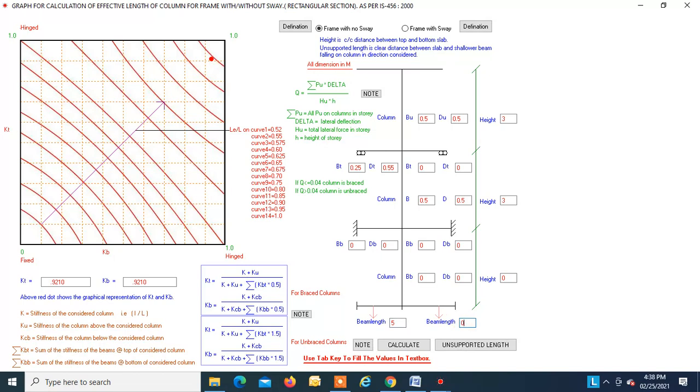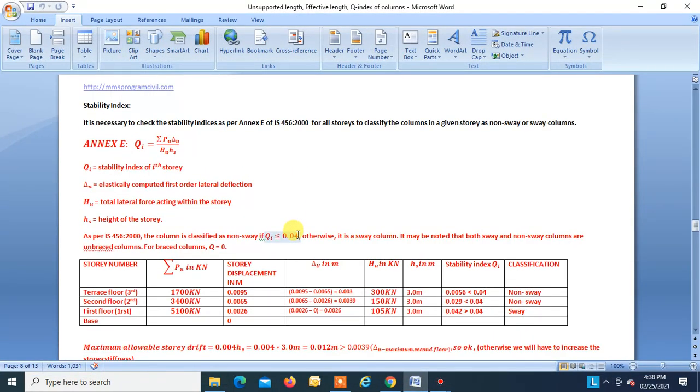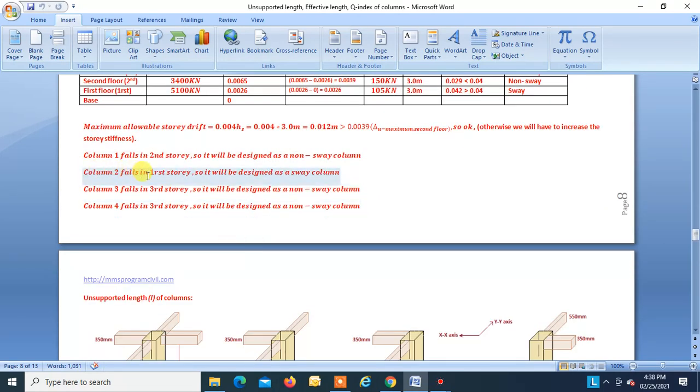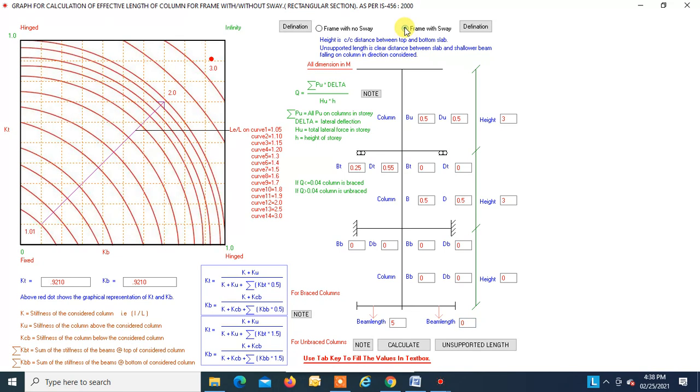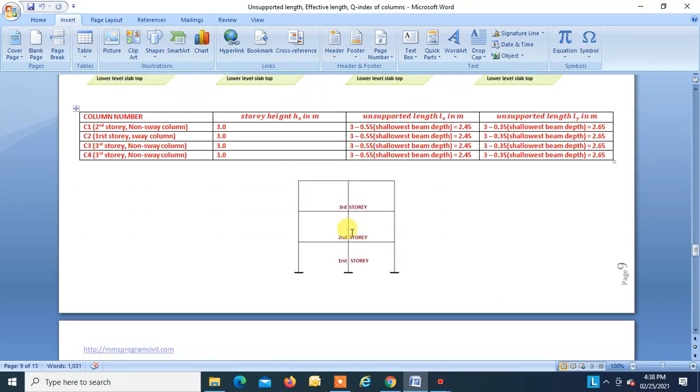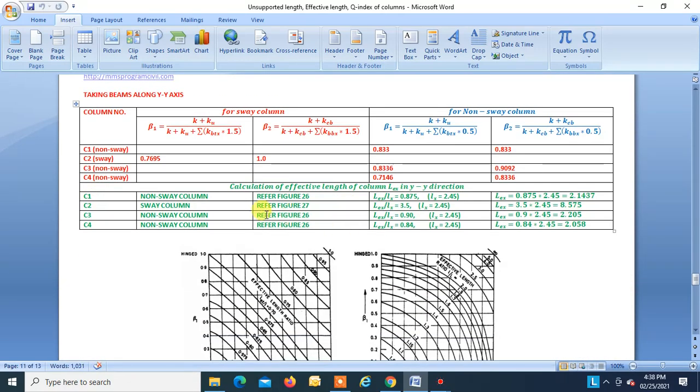Simple. Now please remember that column C2 falls on the first story and it has to be designed as a sway column, right? So we will have to change our graph. Now just click calculate. So we get beta 1 and beta 2, and let us check it with the manual results. We get beta 1 and beta 2 considering the beam along y axis. For column C2, beta 1 is 0.769 and beta 2 is 1.